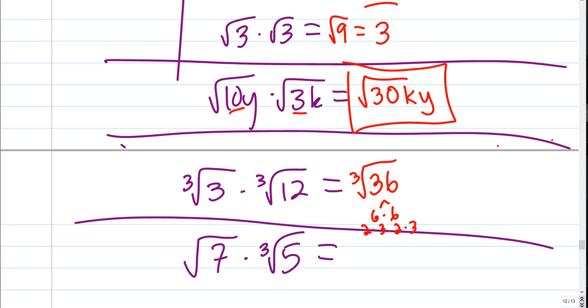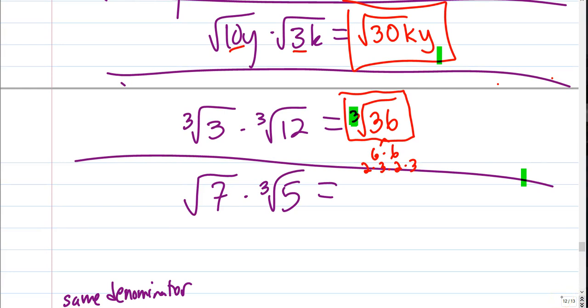Well, to simplify, I need a group of 3. There are no triples of anything. There were only 2 2s and 2 3s. So this would be completely simplified. I'm looking to pull out groups of 3 on a third root. There were no groups of 3, so that is already simplified.